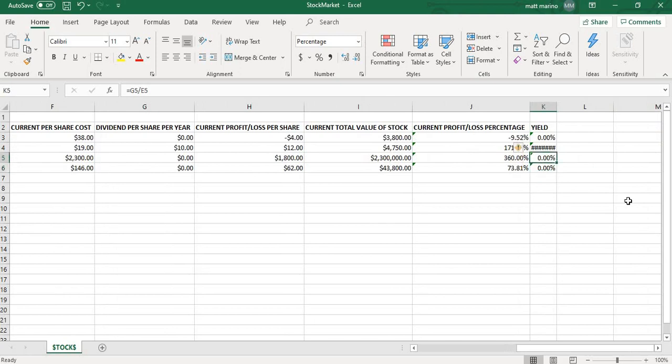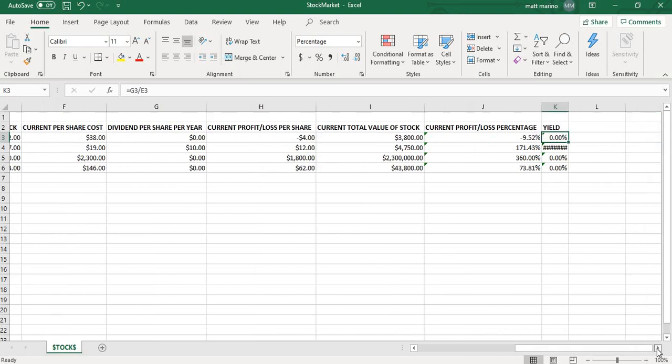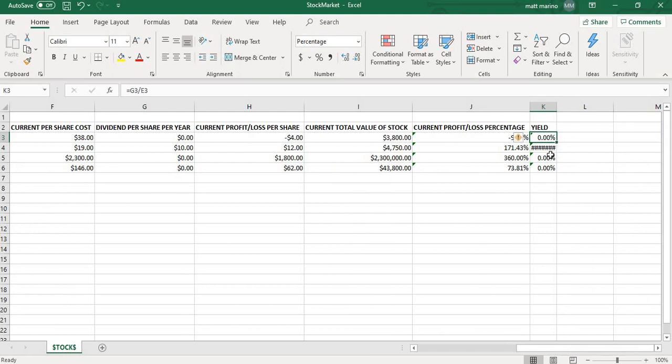You will then notice here the column yield. This is our dividend yield. This divides our dividend per share per year by our price paid for the stock. You will notice since we do not have a dividend for 3 of our stocks that there is no yield provided. We move our column width over and we are provided with a pretty high yield on the dividend for our specific Callaway stock.